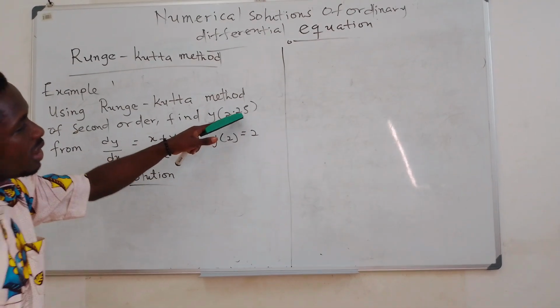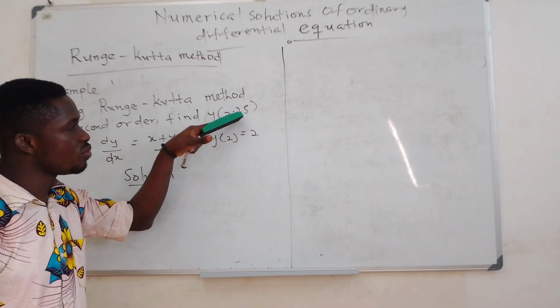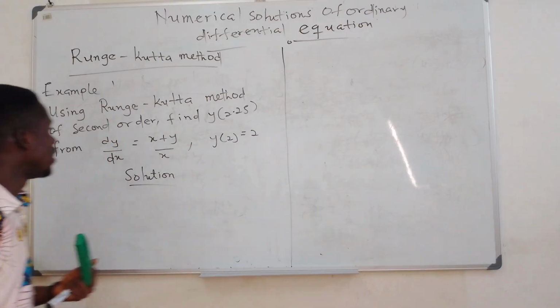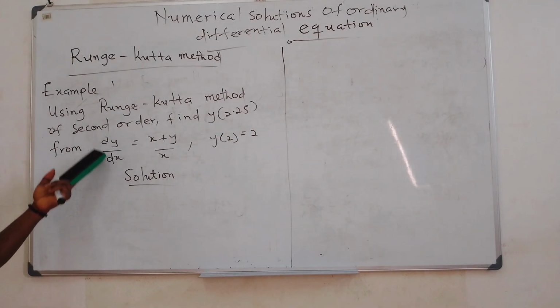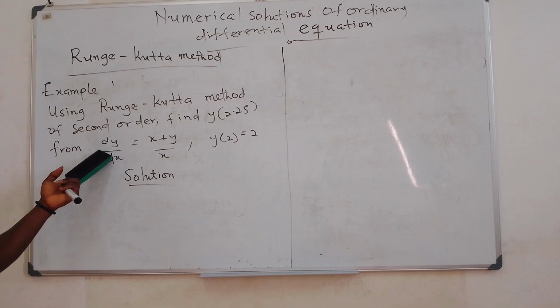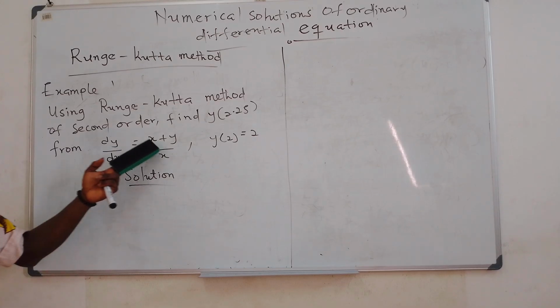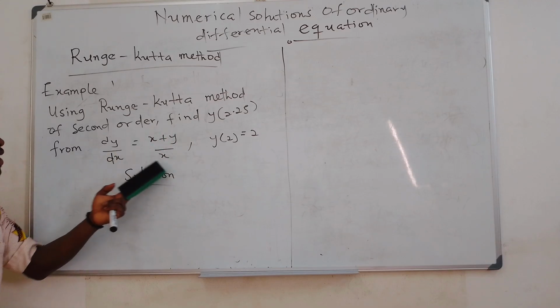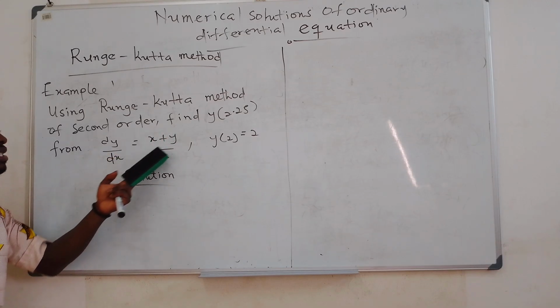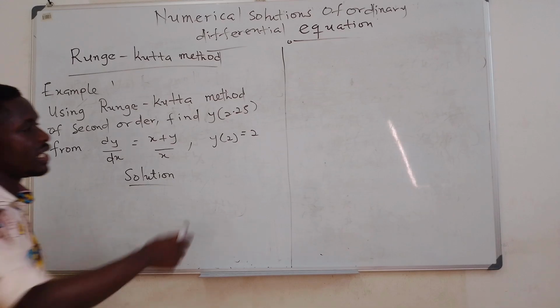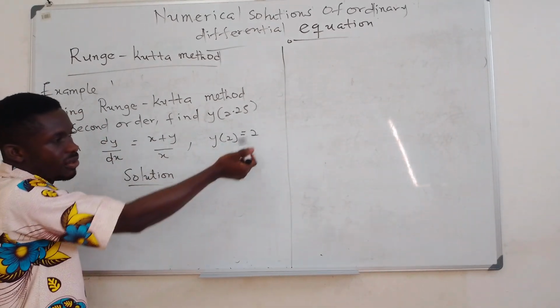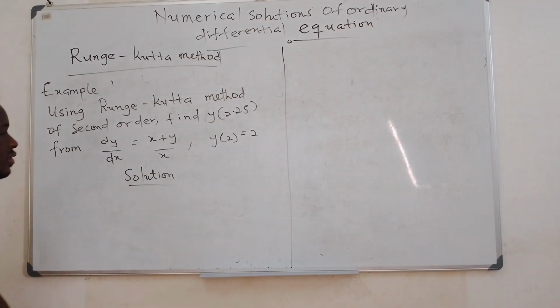So it means that we want the value: if x is 2.25, what will be our y? That is what we are going to look for. And we have the ordinary differential equation dy/dx equals (x plus y) all over x. This is our function. So the x and y values that we get, we input in our function. And this is our initial condition, for x naught and y naught. Very good. So let's start solving it.